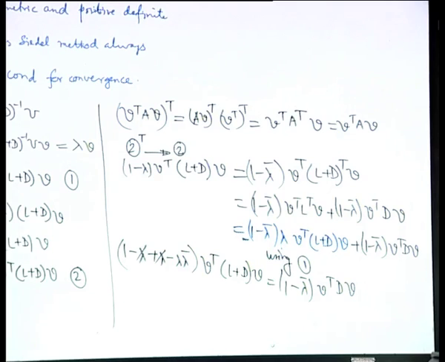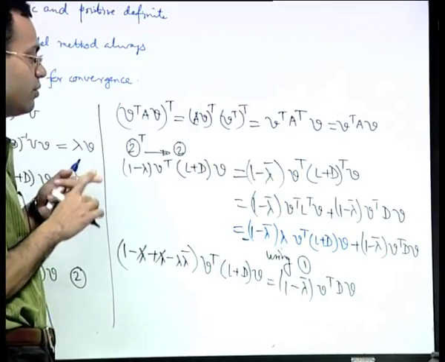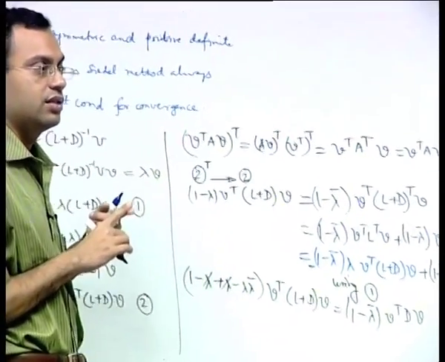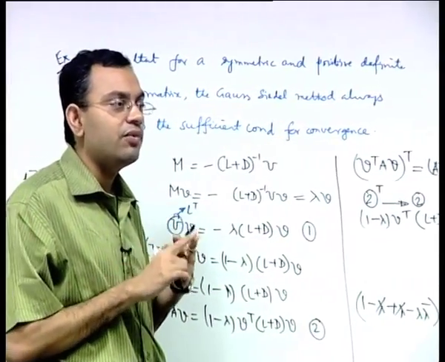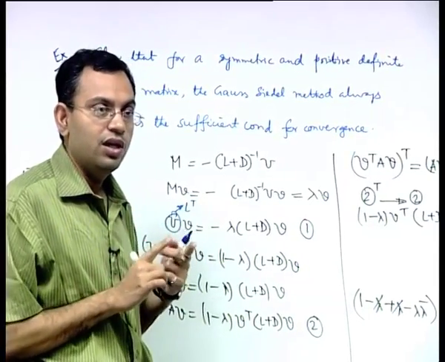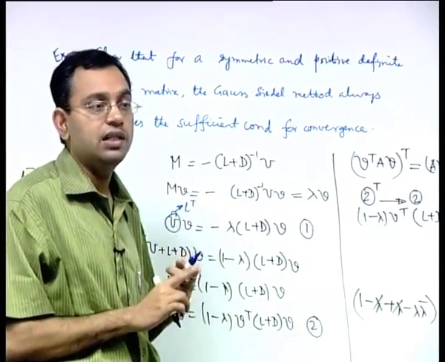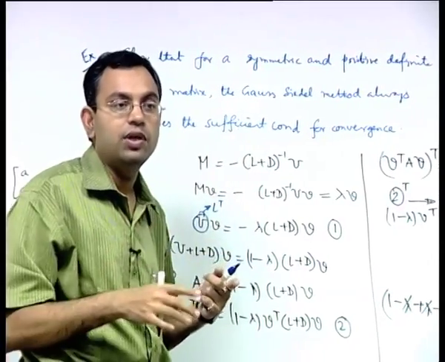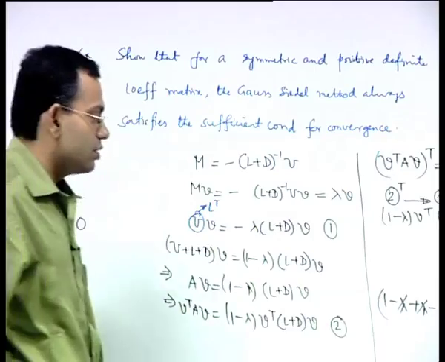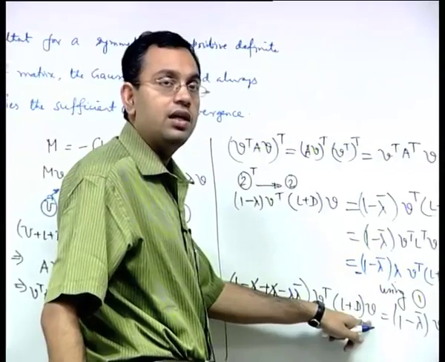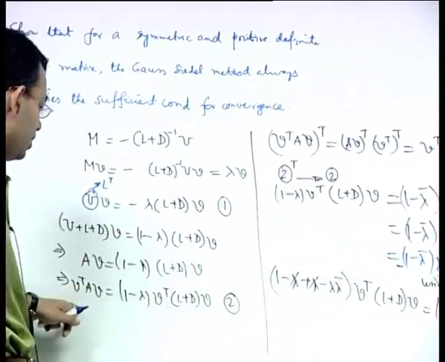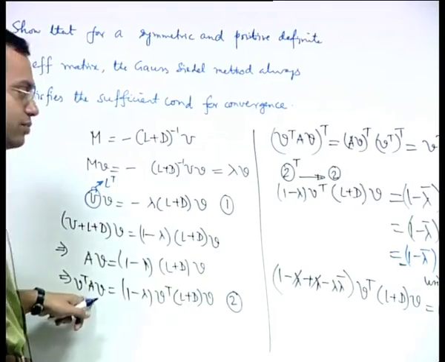So, next we can write... we are interested in writing everything in terms of A and D, because if A is a positive definite matrix then V transpose AV is greater than 0, that we know, and also V transpose DV is greater than 0 because the diagonal elements are all positive. So if we want to write V transpose (L plus U)V in terms of V transpose AV, then we need to use equation number 2.